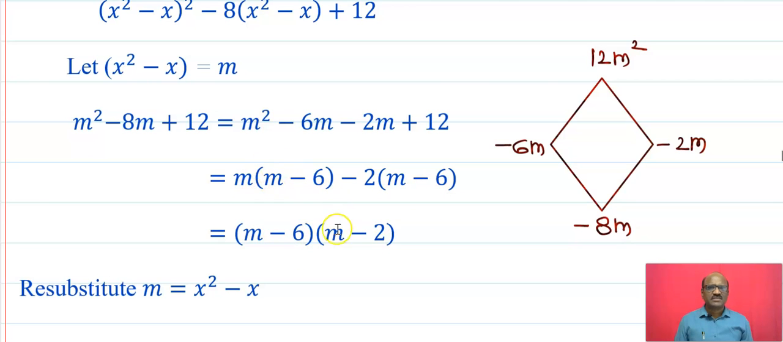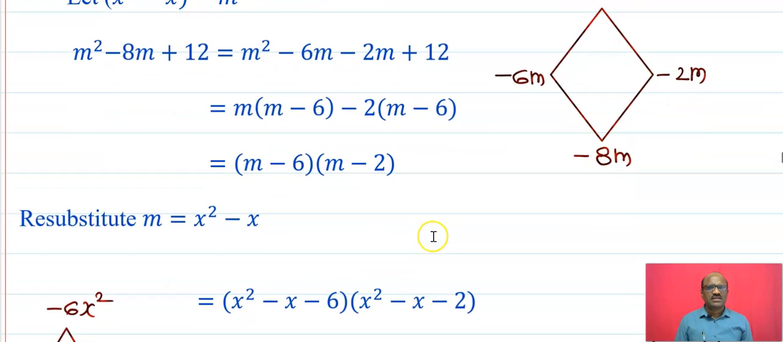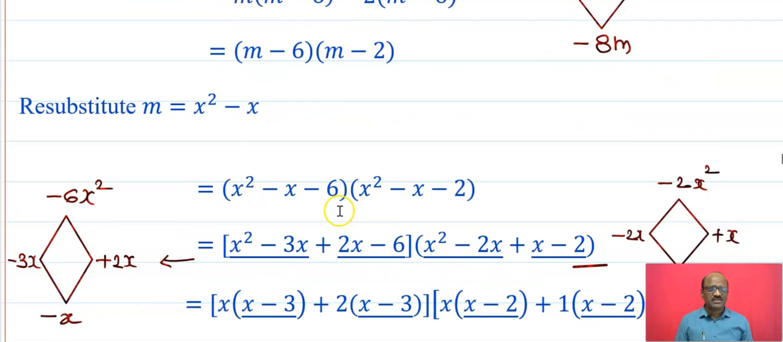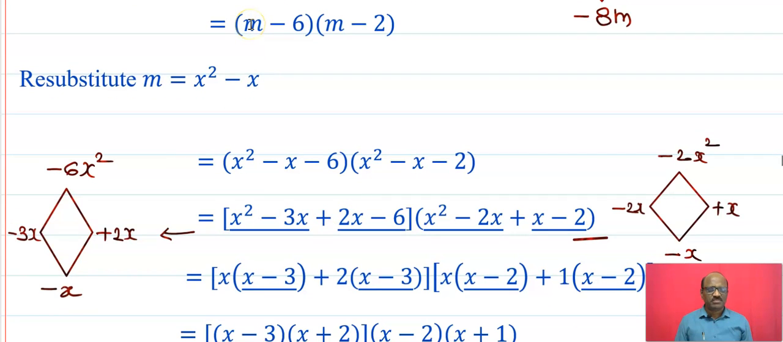What about the next? M minus 2, therefore m minus 6 into m minus 2, these are the factors. Now again we'll replace the value of m. What is the value of m? M is x square minus x, therefore in place of m we have substituted x square minus x minus 6 and x square minus x minus 2.